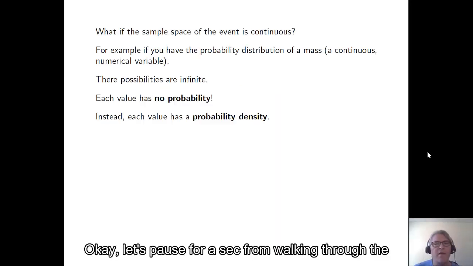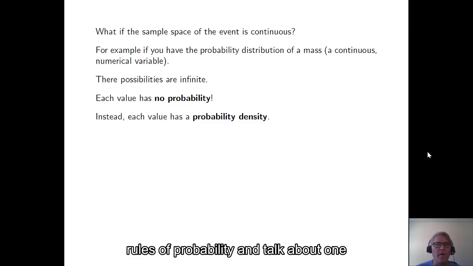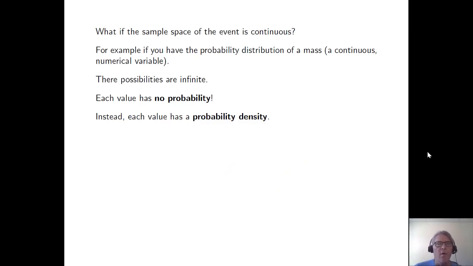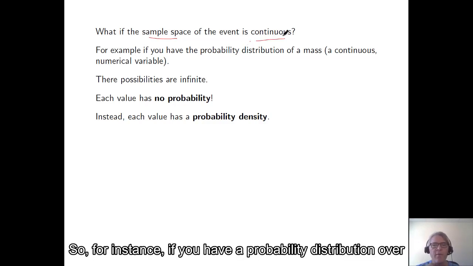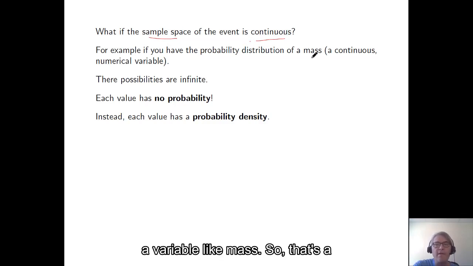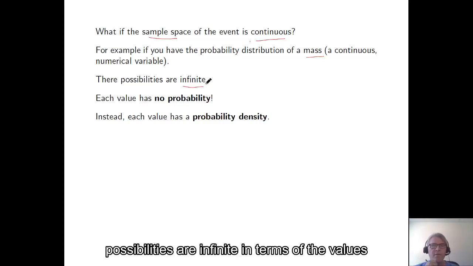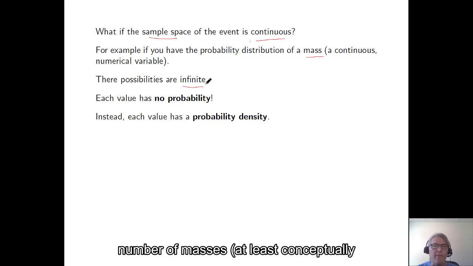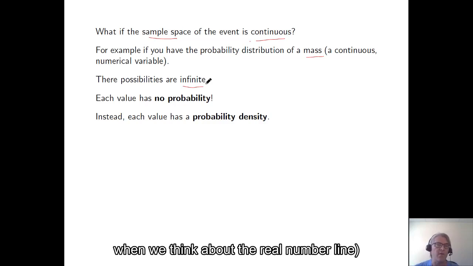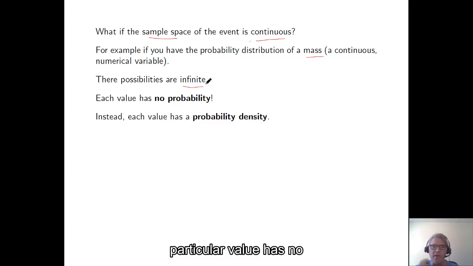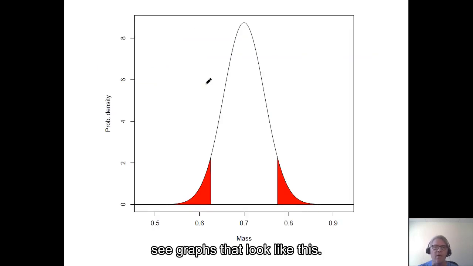Okay, let's pause for a sec from walking through the rules of probability and talk about one really important aspect that I've glossed over. What happens if the sample space of an event is continuous? So for instance, if we have a probability distribution over a variable like mass, a continuous numerical variable, and really what's important is the possibilities are infinite in terms of the values of that variable, because there's an infinite number of masses, at least conceptually, when we think about the real number line. Each particular value has no probability itself. Instead, each value has what we call a probability density. So when we talk about continuous values, we're talking about probability densities. And we'll see graphs that look like this.